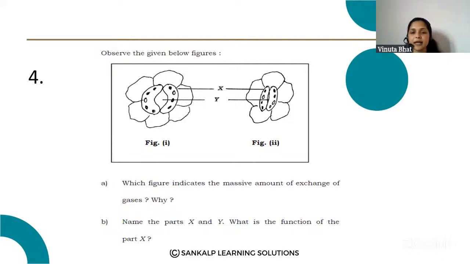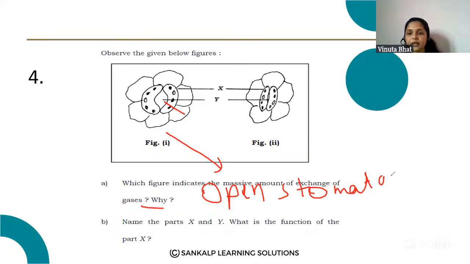This diagram indicates the open stomata and closed stomata, right? Which figure indicates the massive exchange of gases? Figure 1 indicates the massive exchange of gases because it is an open stomata, where the stomatal pores are open. But in figure 2, it is closed, so no exchange of gases takes place. Like this, you should write the answer.